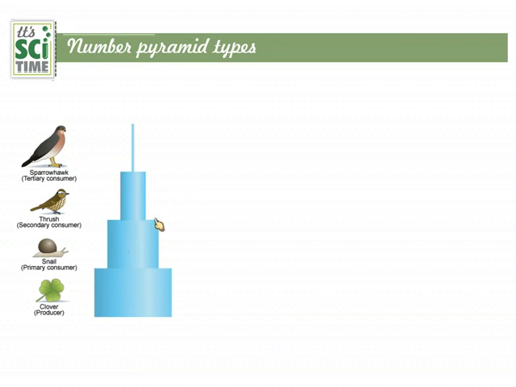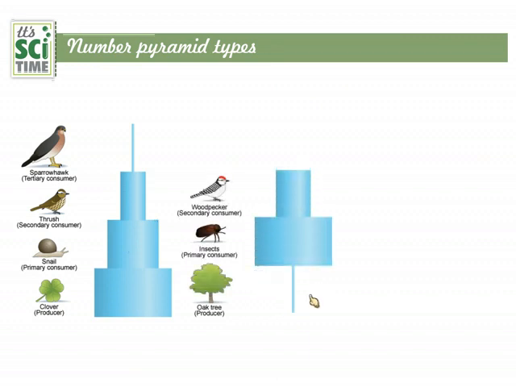Let's move on to the next type. It can be inverted. Here is an inverted number pyramid. One oak tree, but the number of insects living on it is immensely higher. The second level is bigger, and the next level has woodpeckers. The number of woodpeckers eating these insects is lesser than the insects but greater than the oak tree. On one oak tree, a number of woodpeckers can live.